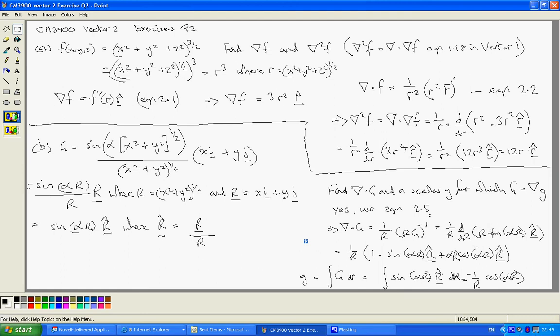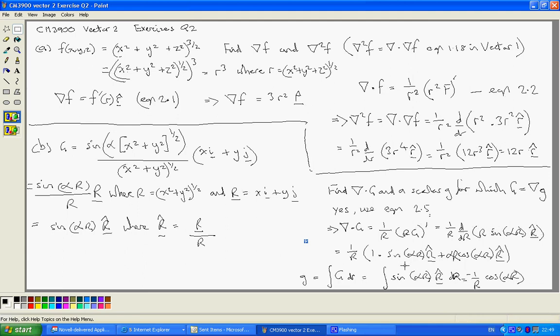Now G is replaced with its definition of sine alpha R times R hat. Now because we've got two functions of R, we've got R times sine of alpha R times R hat, we need to use the product rule to get that derivative. So the next line is 1 upon R times, the product rule, remember, says derivative of the first function, so the derivative of R, which is 1, times the second, which is sine alpha R hat, plus the derivative of the second, which will be alpha cos alpha R hat, times the first, so times R, hence the alpha R in there.